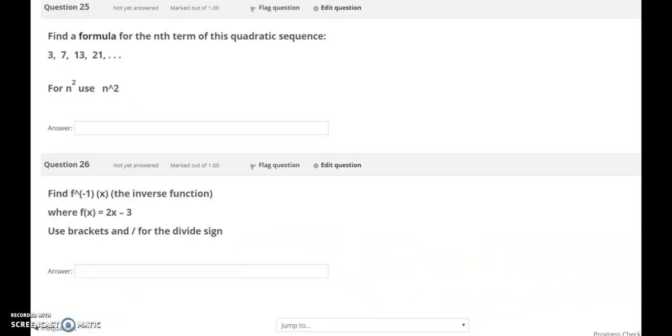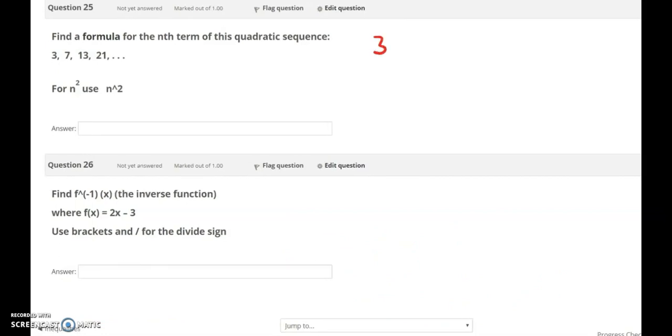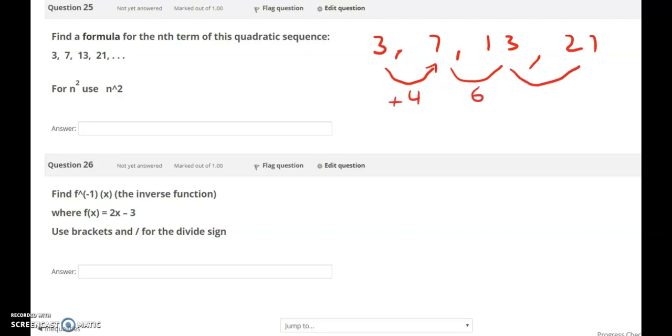In question number 25, we've got to find a formula for the nth term of this quadratic sequence, which goes 3, 7, 13, 21, and so on. So the difference between 3 and 7 is 4. Between 7 and 13 is 6. Between 13 and 21 is 8. So we add in different amounts each time.